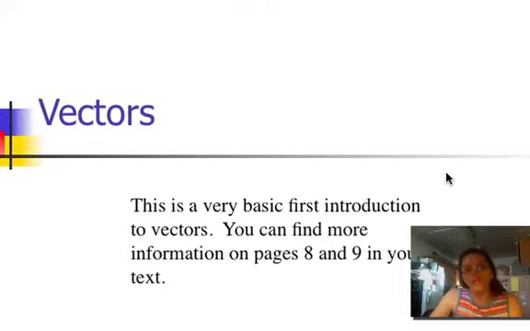We'll go more into depth as the year progresses and as we need more, but this will take us about 90% of the way through vectors, which is fantastic. If you want more information after we finish the video, you can of course watch the video again, and you can always check pages 8 and 9 in your textbook for more information.